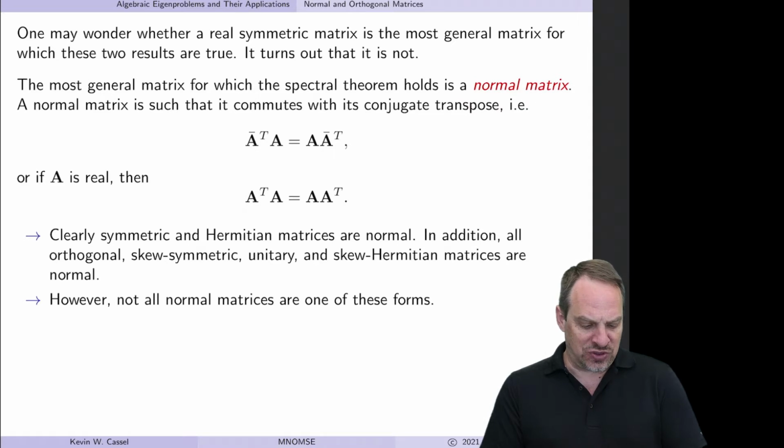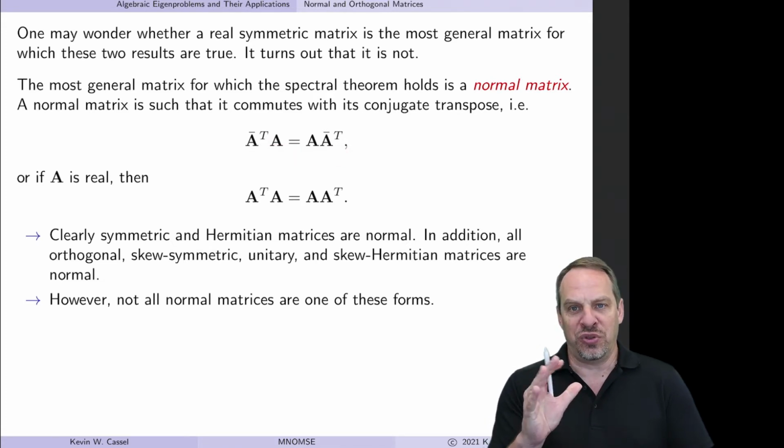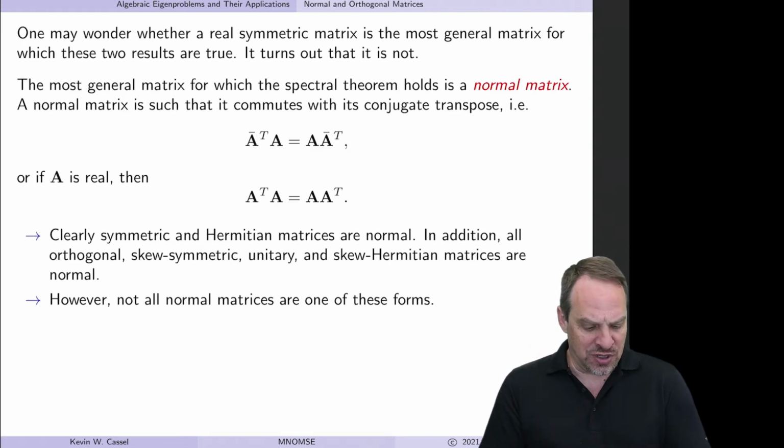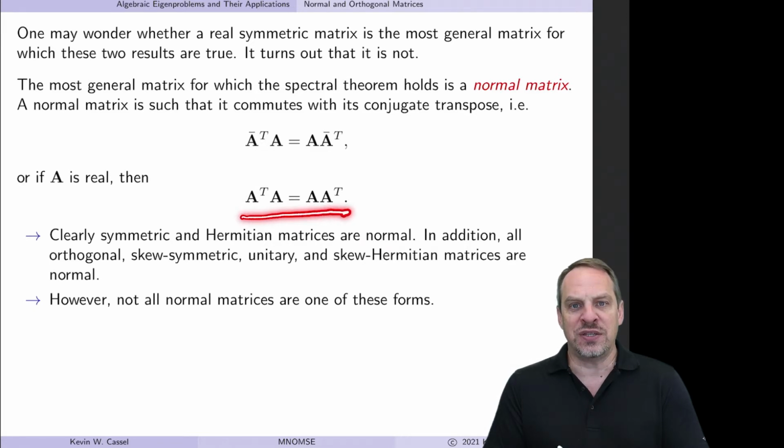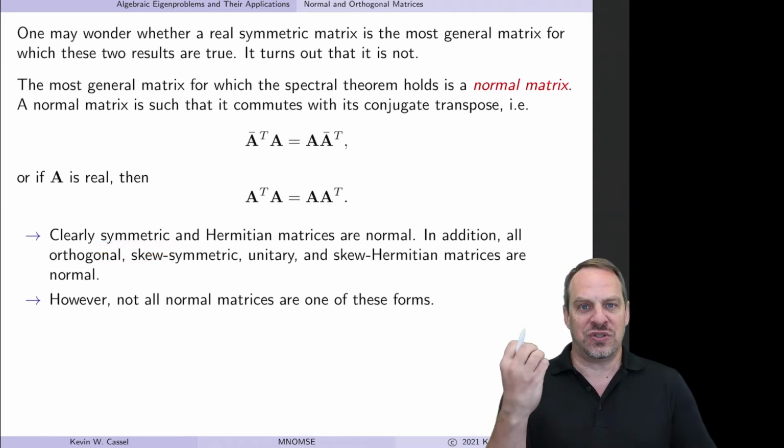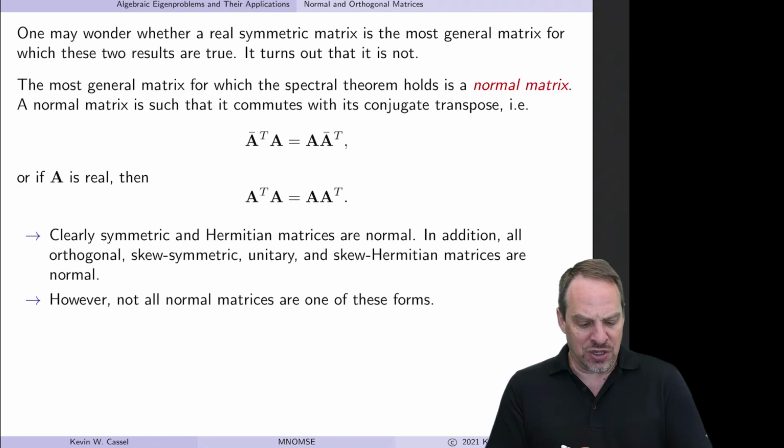So a normal matrix is one that commutes with its conjugate transpose. That means that the transpose of the complex conjugate of A times A is equal to A times the transpose of the complex conjugate of A. Now we're dealing mostly with real matrices here, so we can get rid of the complex conjugates, and that would correspond to A transpose times A equal to A times A transpose. Clearly, symmetric matrices are normal matrices, because for a symmetric matrix A and A transpose are the same, so these products would be precisely the same.